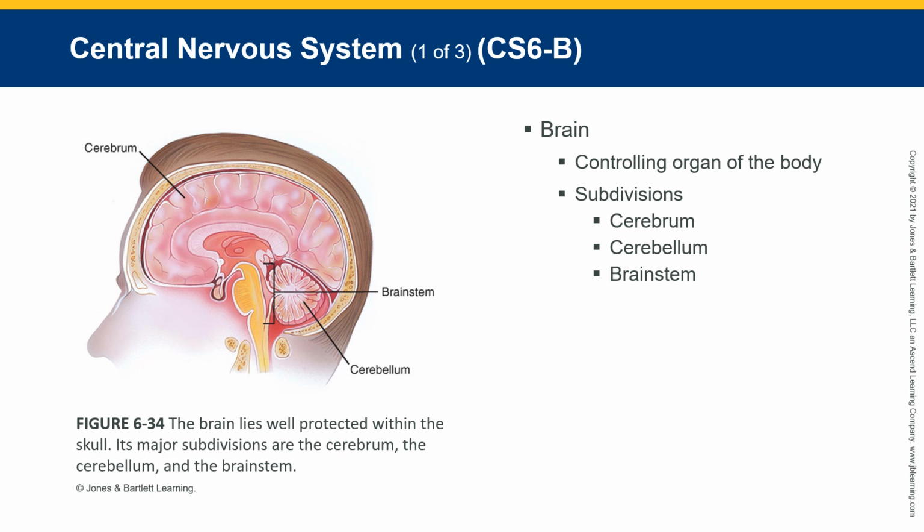So the brain is the controlling organ of the body. It has the cerebrum, the cerebellum, and the brainstem. Cerebrum is the biggest part of the brain, and then the brainstem is kind of the more primitive part. The brainstem does go through the foramen magnum in the occipital bone there, and so it's an important part, but that's why injuries to the base of the skull are so detrimental.